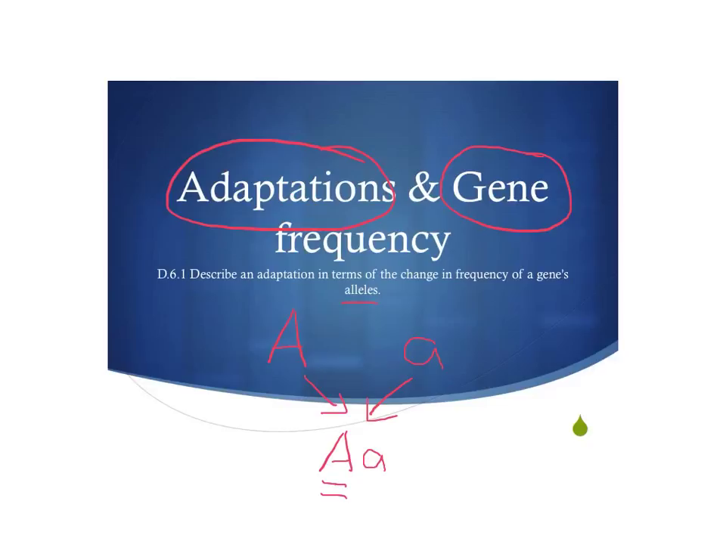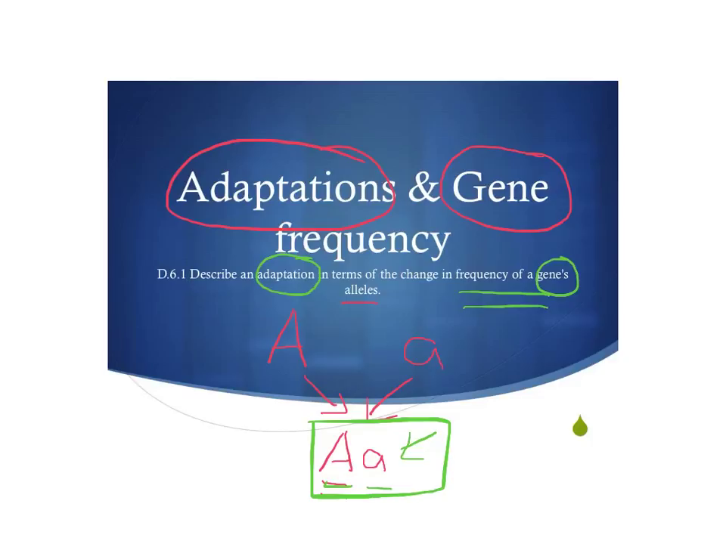Well, up to this point, you've learned about adaptations in terms of physical traits, and you've learned about genes in terms of alleles. So now we're just going to fuse them together and talk about adaptations in terms of how often you can find these alleles within a population. We call that gene frequency. And gene frequency, again, is just simply how often these alleles, capital A's and lowercase a's, can be found within a population.